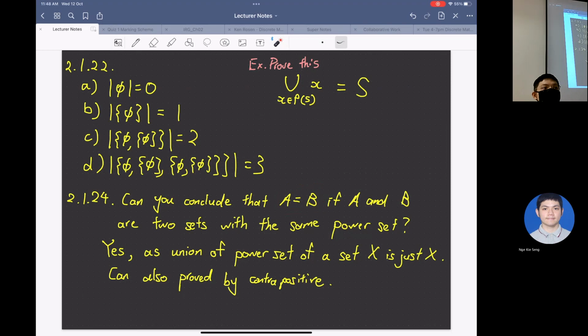Okay, so contrapositive is: suppose A is not equal to B, then they are two sets with different power sets. Right? It's easier because if they are not equal, that means they have different elements. So if they have different elements, then you can produce different subsets.